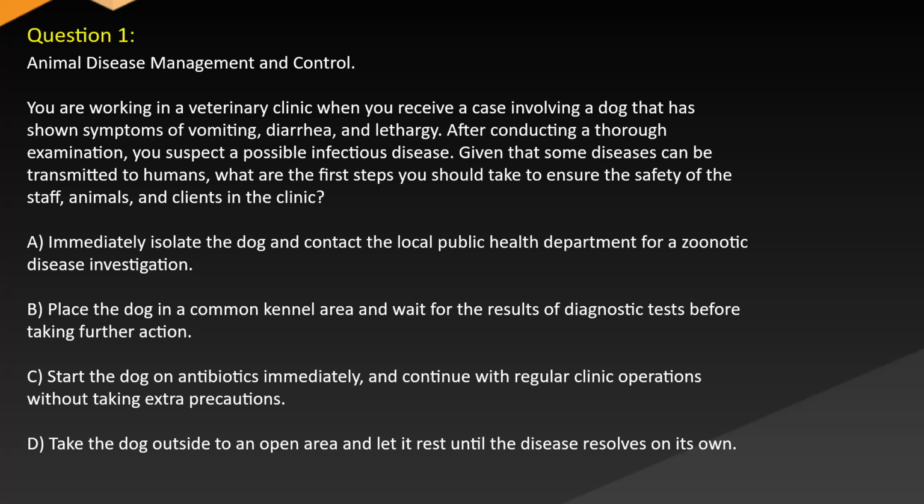Question 1. Animal disease management and control. You are working in a veterinary clinic when you receive a case involving a dog that has shown symptoms of vomiting, diarrhea, and lethargy. After conducting a thorough examination, you suspect a possible infectious disease. Given that some diseases can be transmitted to humans, what are the first steps you should take to ensure the safety of the staff and animals and clients in the clinic?